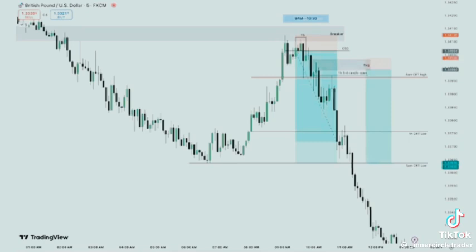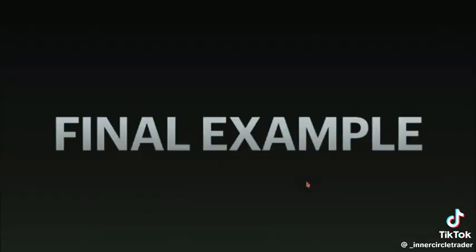I want to add one more thing. If the lower time frame CRT is forming on the 15-minute chart, then for entry, you can drop down to the 1-minute chart. The lower the time frame, the more precise the entry. However, it requires experience to handle. Beginners should stick to the 15-minute or 5-minute entries until they're comfortable with lower time frames. So let's move on to the final example.